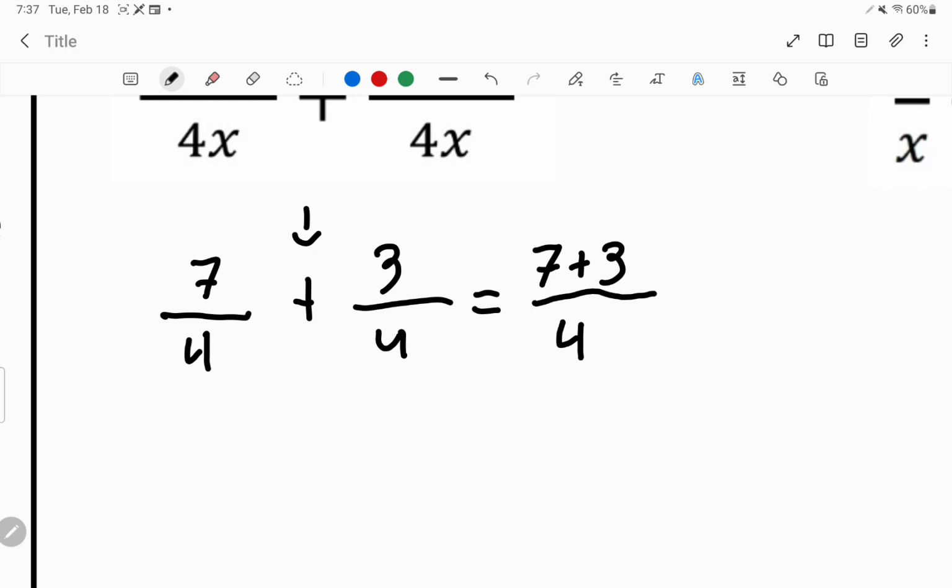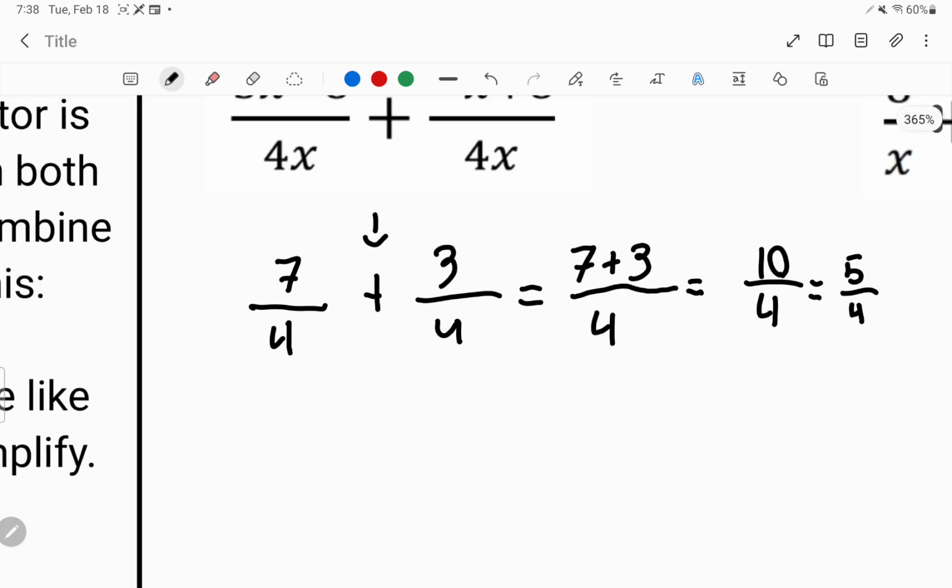Once you have the same denominator, you can combine everything into one big fraction. Then we combine like terms on the top, which is a 7 and a 3. So in this case, this would give me 10 over 4. And that would be it. Well, we can simplify, right? We can simplify by dividing everything by 2. So that would give me my final answer.